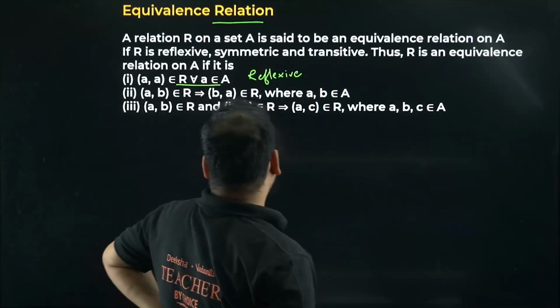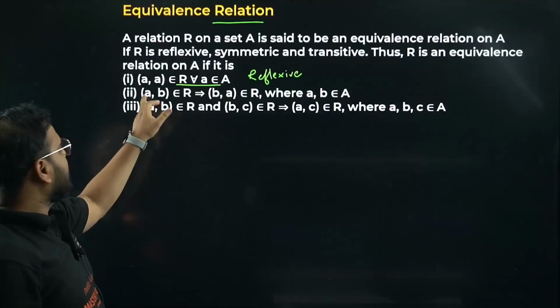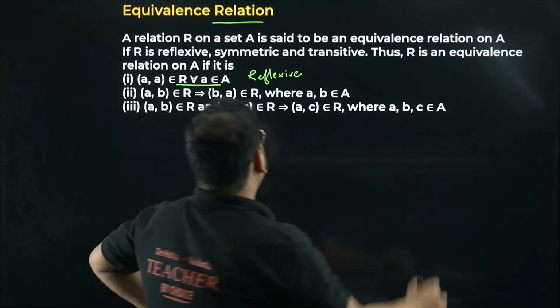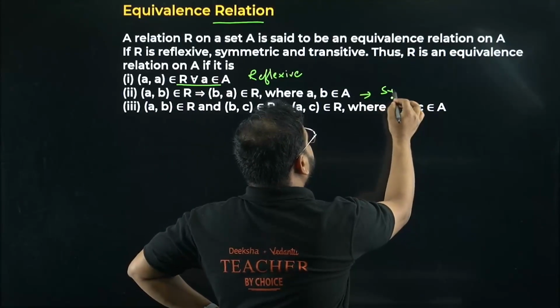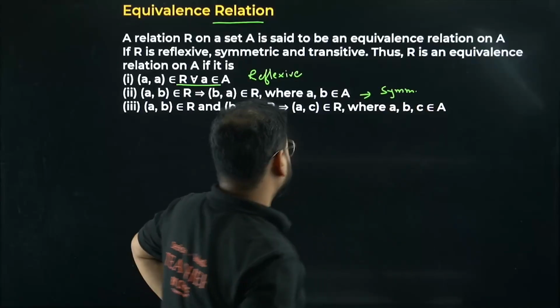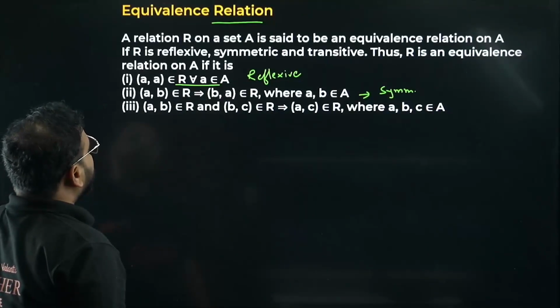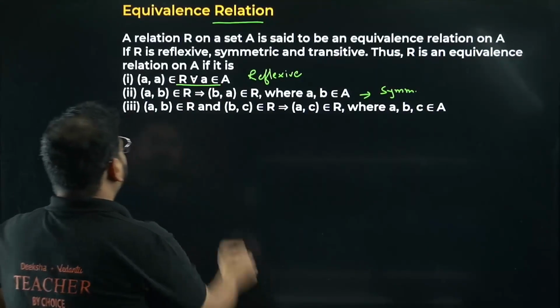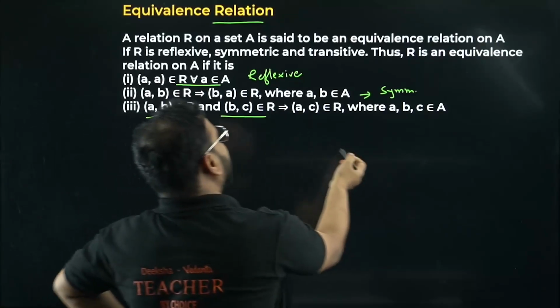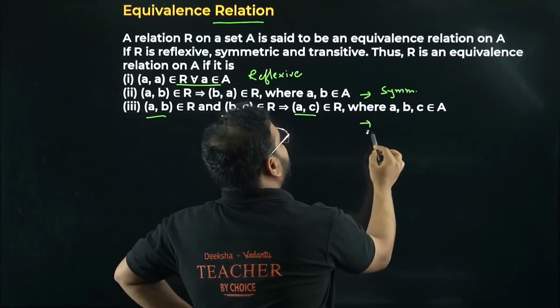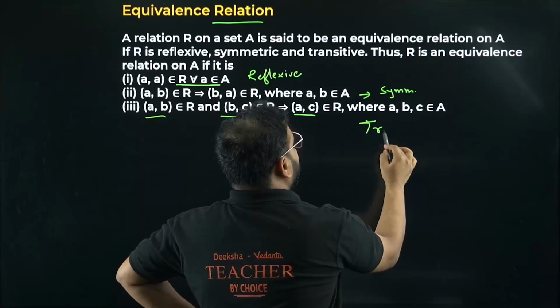Okay, and we have ARB. Check this out: ARB, BRA. It means symmetric. Okay, what next, sir? If (A, B) belongs to R and (B, C) belongs to R, then (A, C) also belongs to R. It's called transitive.